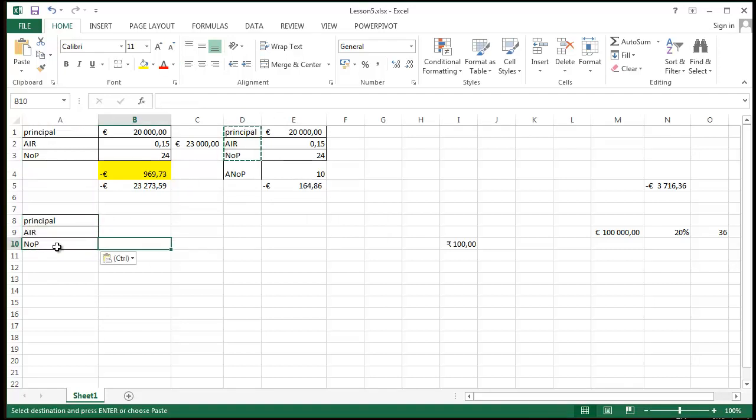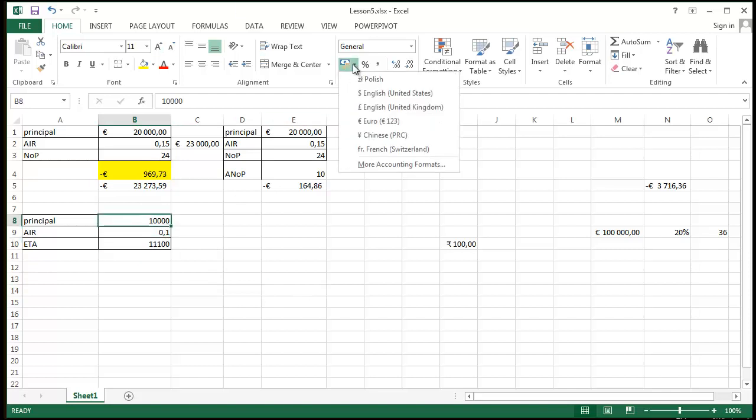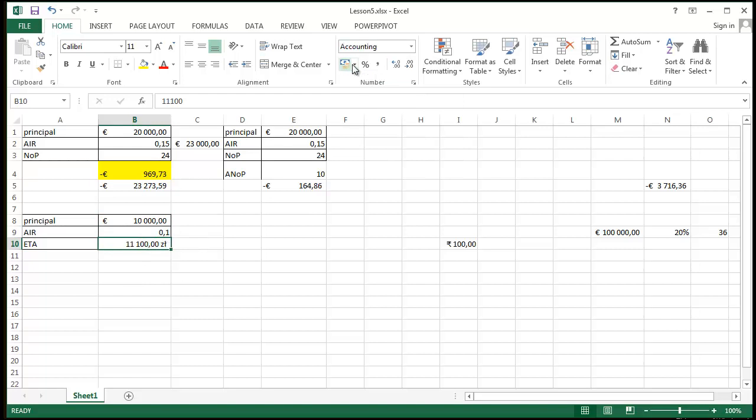So let's begin here, and instead of NOP, let's insert the expected total amount. So let's call it expected total, ETA. And maybe let's copy these over here. Okay. And the principal, let's say it's 10,000 euro. So the percent, let's say 10%, and the amount we expect to pay will be 11,000 euro. So let's change these into euros. Same over here.